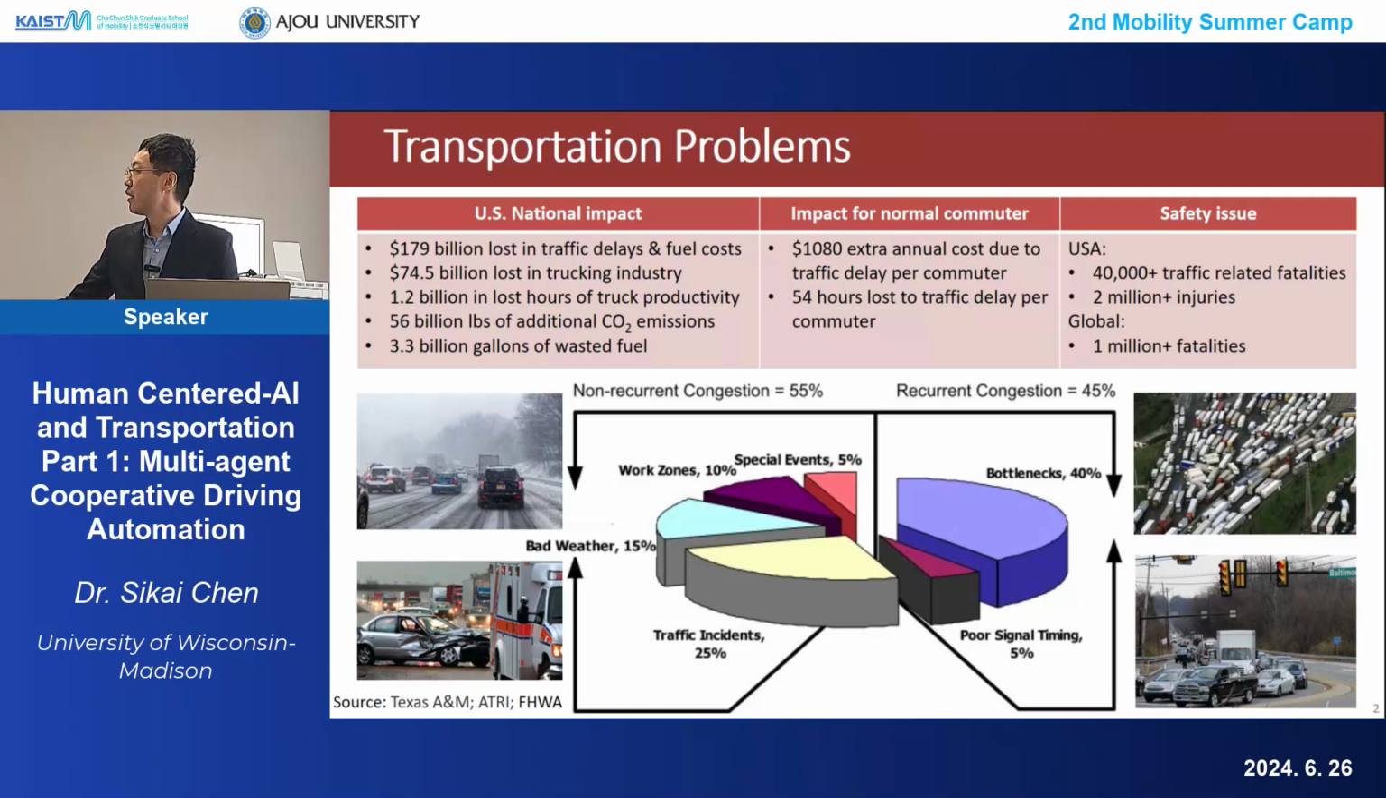If you look at the numbers, every single year more than 1 million people die in the entire world. And even in a well-developed country like the US, every single year more than 40,000 people die. So this is a huge issue that really shatters families very quickly and puts a lot of burden on society and people's lives.